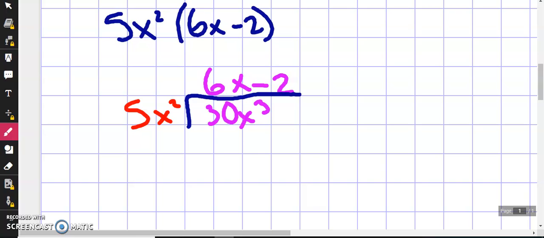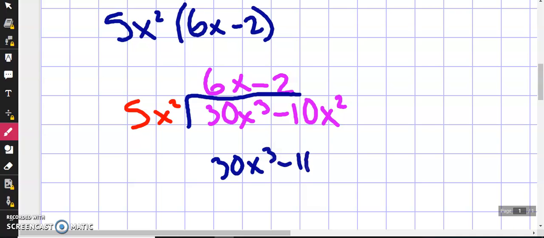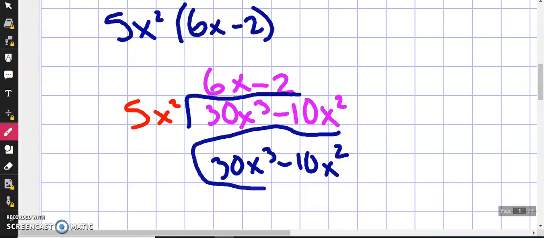And then for the second term, 5 times negative 2 will give me negative 10. And then the x squared carries over because the negative 2 didn't have any x's on it. Since none of the terms in the row are common to each other, then 30x cubed minus 10x squared is our answer.